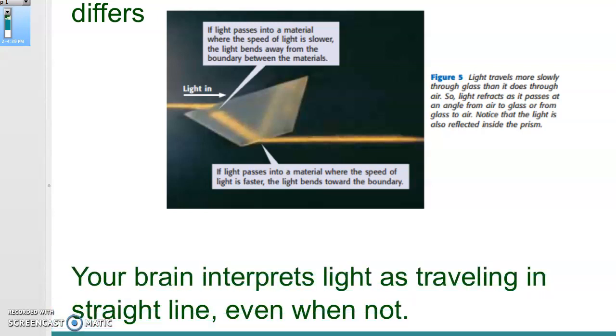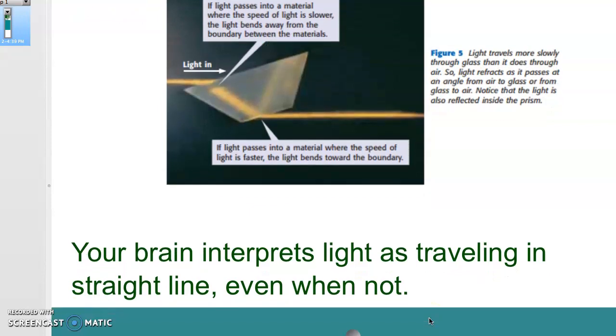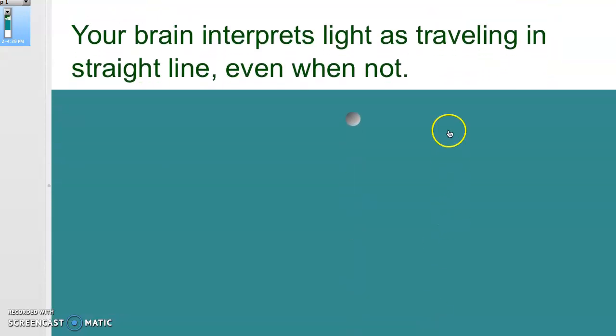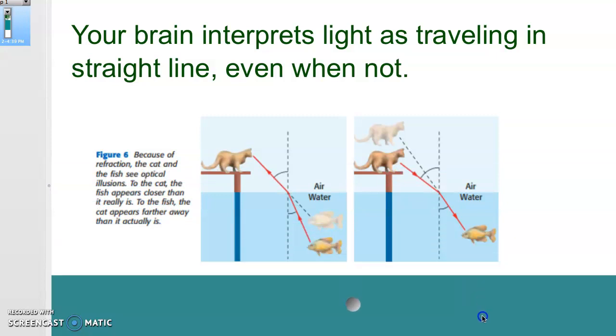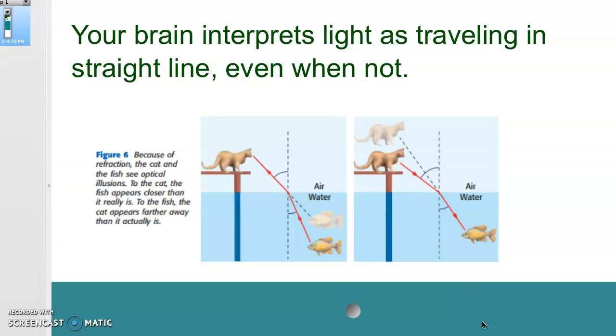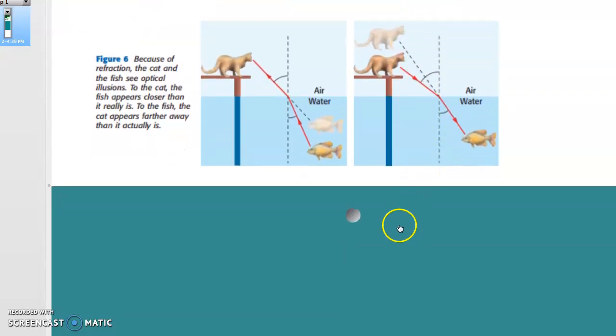Interestingly enough, your brain interprets light as traveling in a straight line, even if it's not. And I think that is something that's pretty amazing. Things will look very manipulated. Because of the refraction here, this is a great example. The cat thinks that the fish is a lot closer than it really is because of the way the refraction is working. So it thinks it's really close up, right? Now, if the fish is looking back at the cat, same thing. It looks farther away to the fish because the light is heading out into air, and the cat's actually closer. So that's pretty cool that your brain does that.